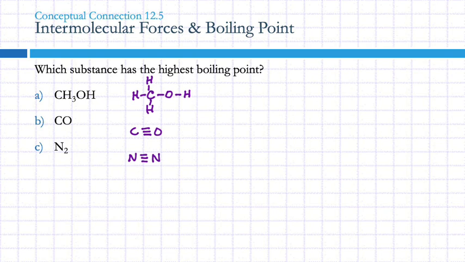Do any of these have hydrogen bonds? Yeah. This one does, because it has a hydrogen-oxygen bond. These guys don't even have hydrogen, so they can't have hydrogen bonds. So this is going to have the highest boiling point because it has the strongest intermolecular forces. Any questions?